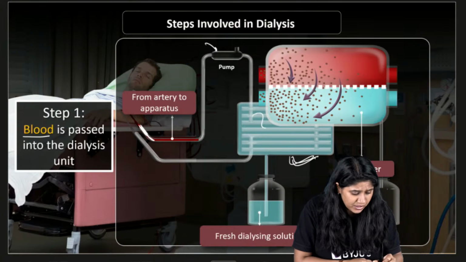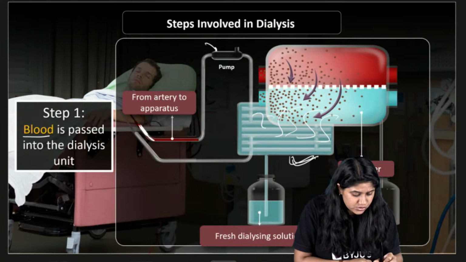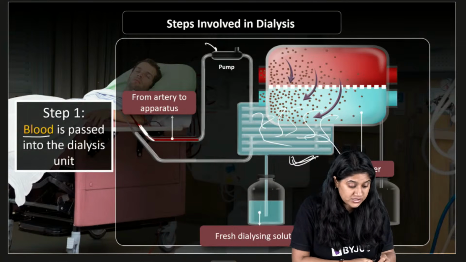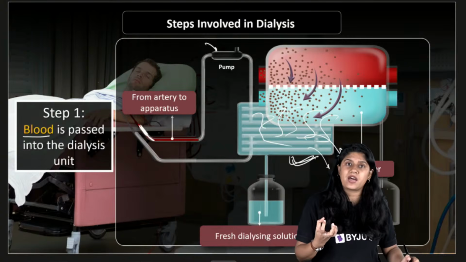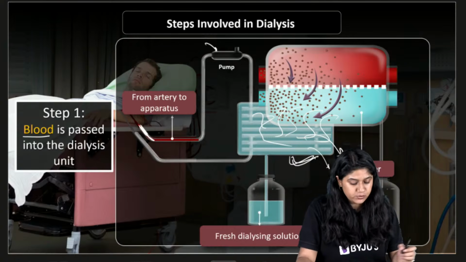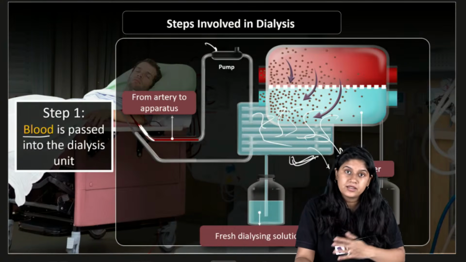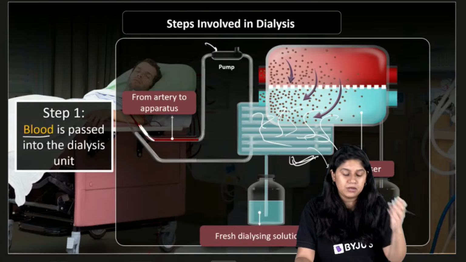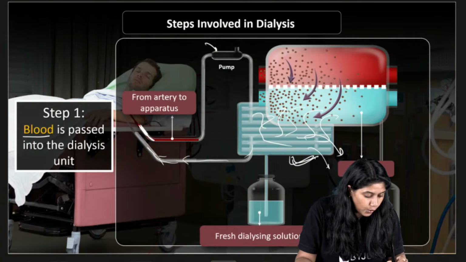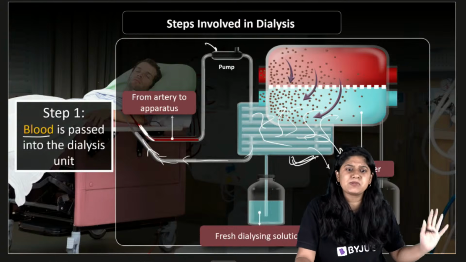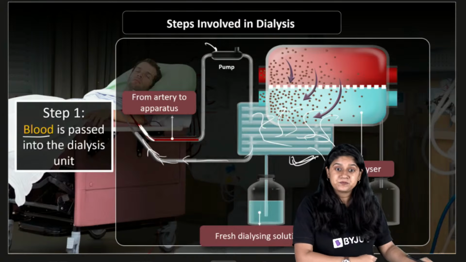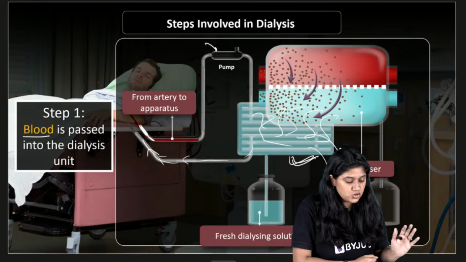So as the blood moves into this unit, all the toxic substances, the urea and other things, will be moving out, and the fresh, clean blood will be going into the patient's body again. Very simple process, right? Clear? Yes, so this is a super easy process.